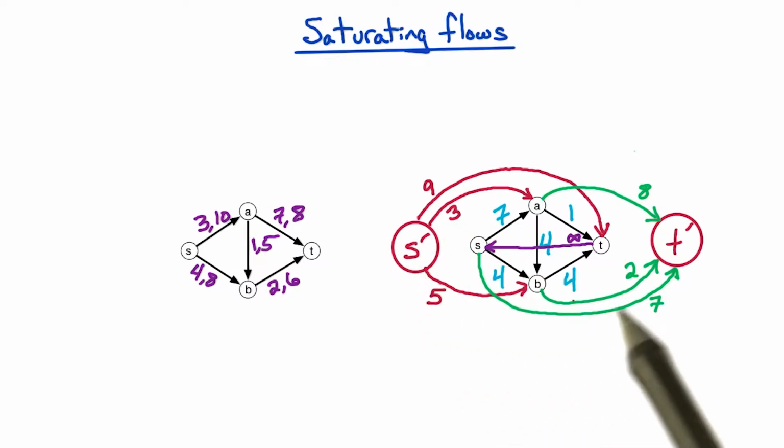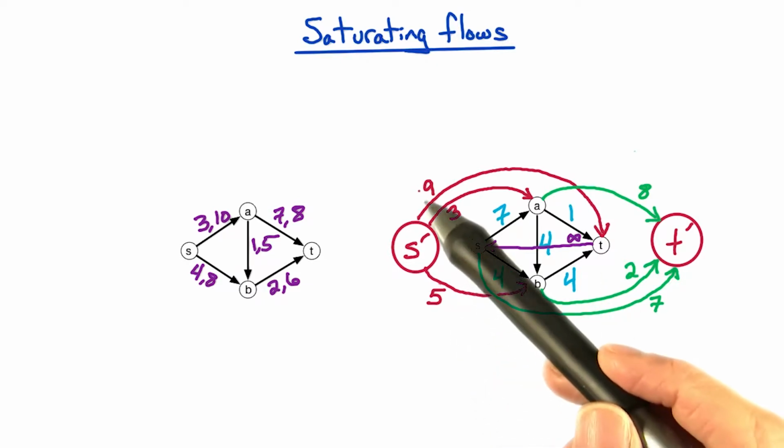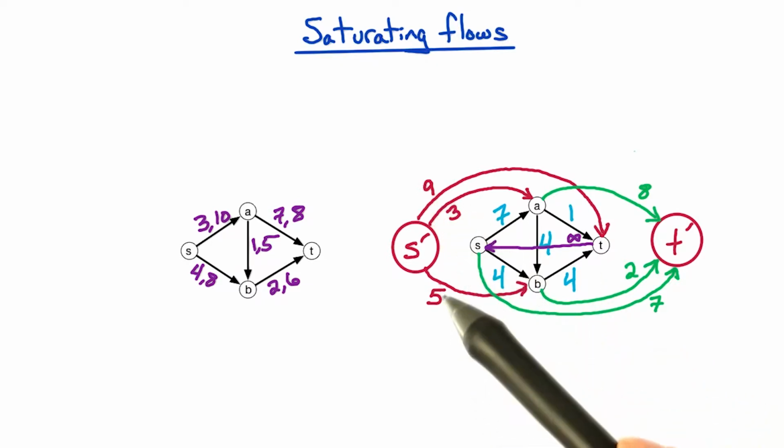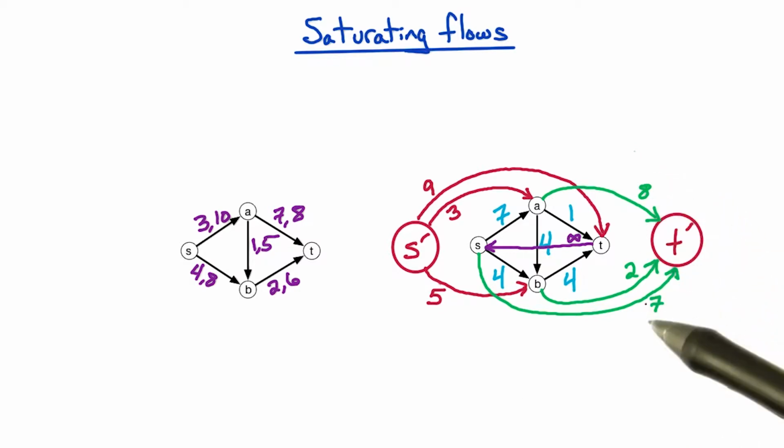Now let's take a look at this graph we constructed. What is the maximum flow size that can occur in this graph? Certainly it's upper bounded by the total capacity out of S prime, or the total capacity into T prime. Let's take a look at those quantities.